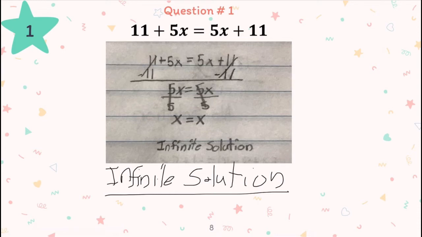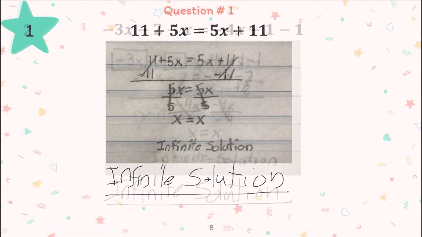And to get x by itself, we do 5 divided by 5 on both sides, which equals 1x, but basically x. So now we just have x = x, and this is an infinite solution.